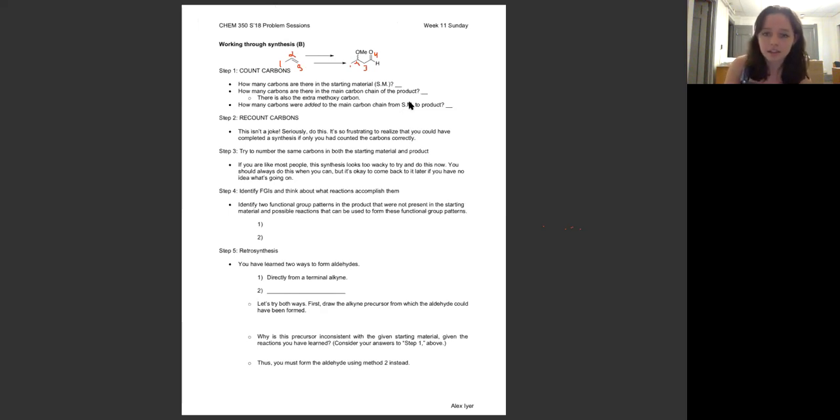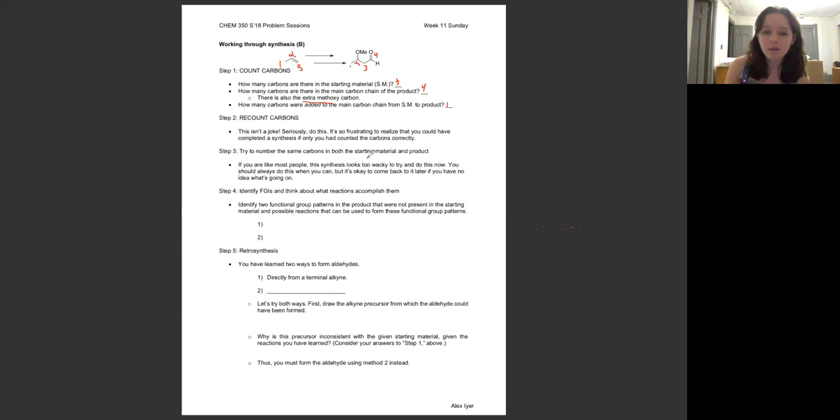So let's just step through this instead of me asking you too many questions. We have 3 carbons in the starting material, 4 carbons in the product plus the methoxy carbon. So that means we are adding just 1 carbon. Let's keep that in mind. Start thinking about what reactions we know to add carbons, and if we know any reactions where we can add just 1 carbon at a time. Step 2 is recounting your carbons, because if you don't count them and recount them, they're going to disappear on you, and it's really frustrating. So 1, 2, 3, 1, 2, 3, 4 plus the methoxy carbon.